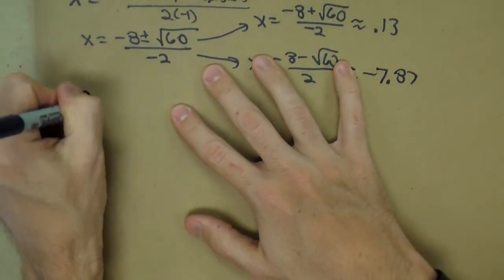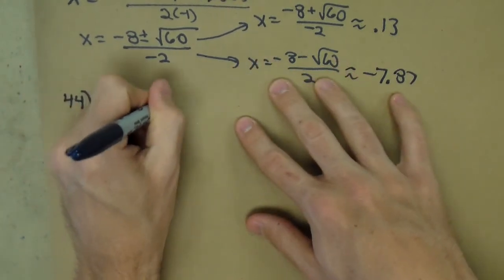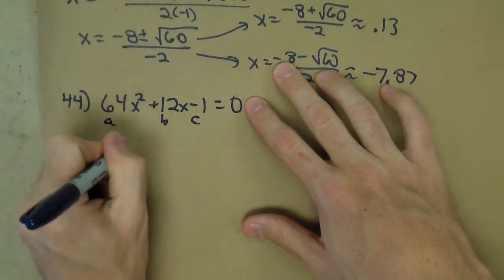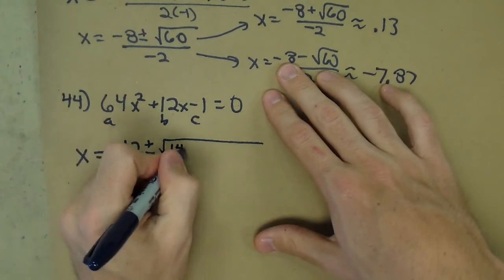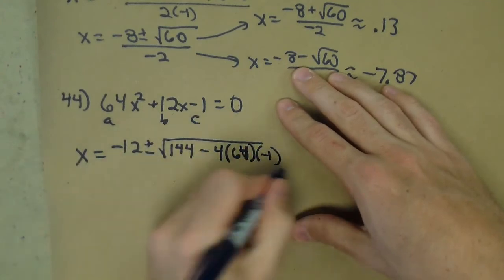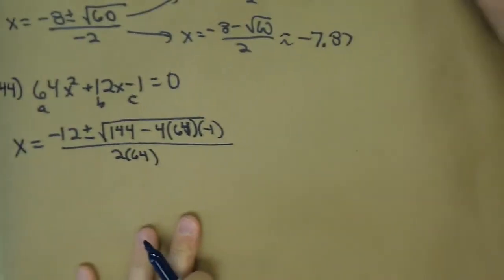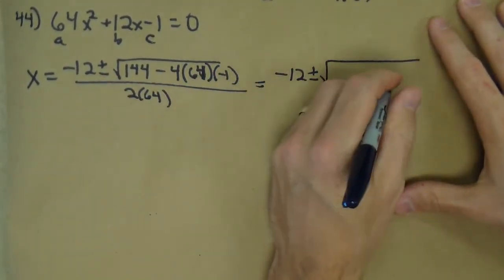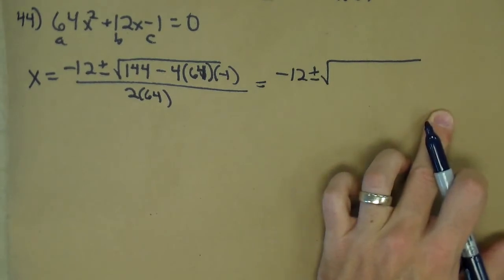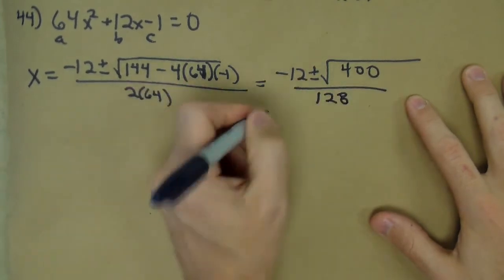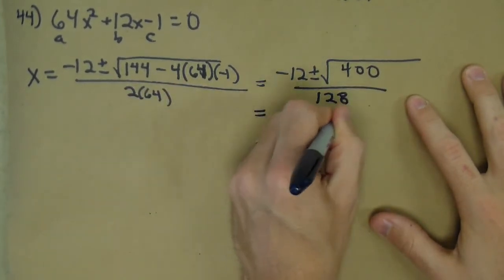Okay, 44. We have 64x squared plus 12x minus 1 equals 0. We have a, b, and c. So x equals negative 12 plus or minus the square root of b squared, which is 144, minus 4 times 64 times negative 1, over 2 times 64. 64 times 4 is 256. I'm going to add 144 to that, and I get 400 over 128. It's 2 times 64. 400 is nice because that is 20.